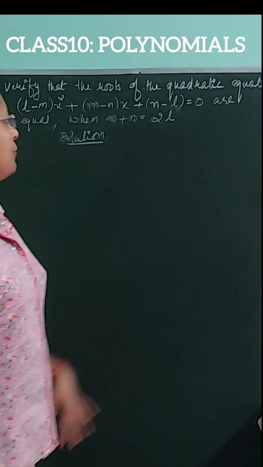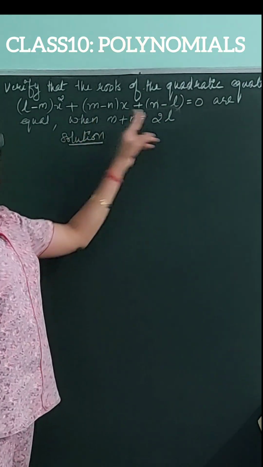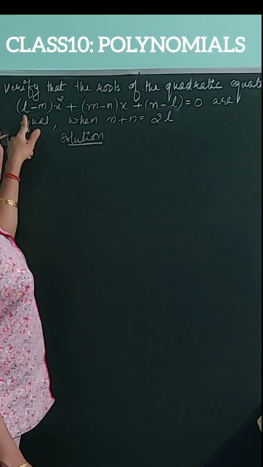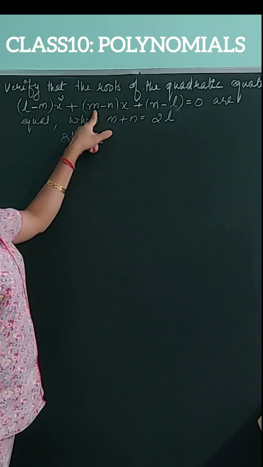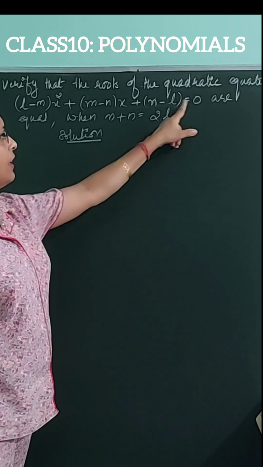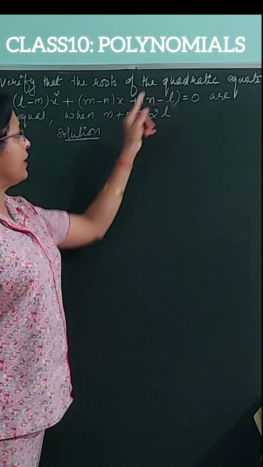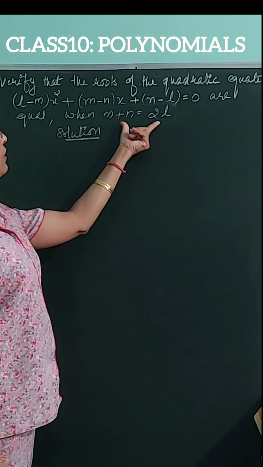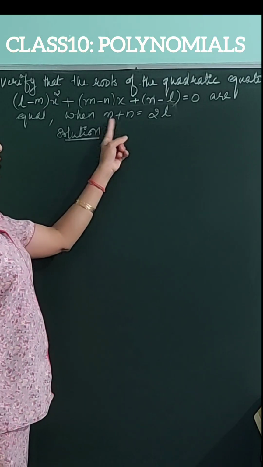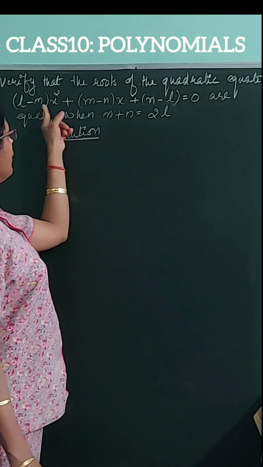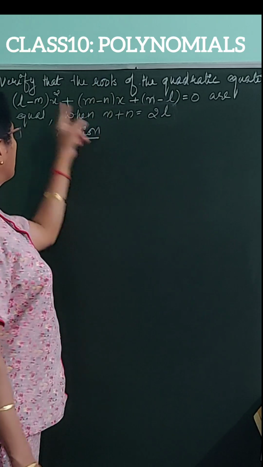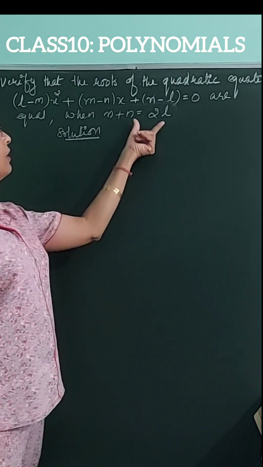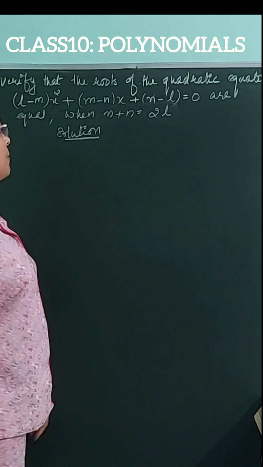There is one important question from the chapter quadratic equation of class 10th CBSE board. The question is, look at this equation: (L minus m)x square plus (m minus n)x plus (n minus L) is equal to 0. For this quadratic equation, if the roots are equal, this condition will happen: if 2L is equal to m plus n, the roots of this equation will be equal. Verify that the roots of the quadratic equation are equal if this condition holds.